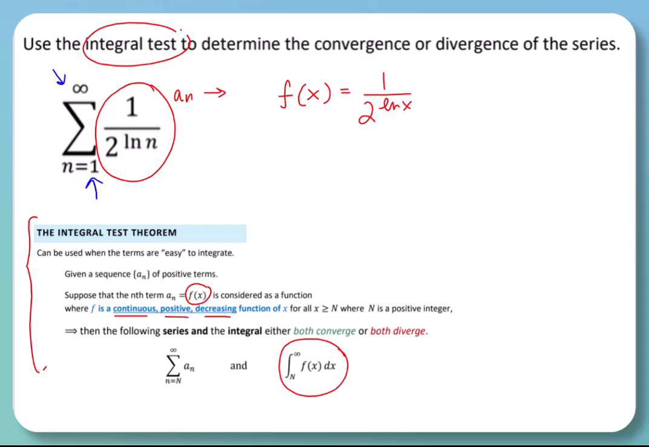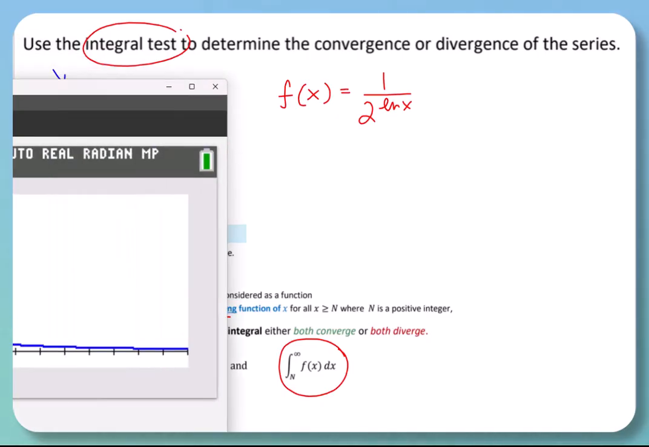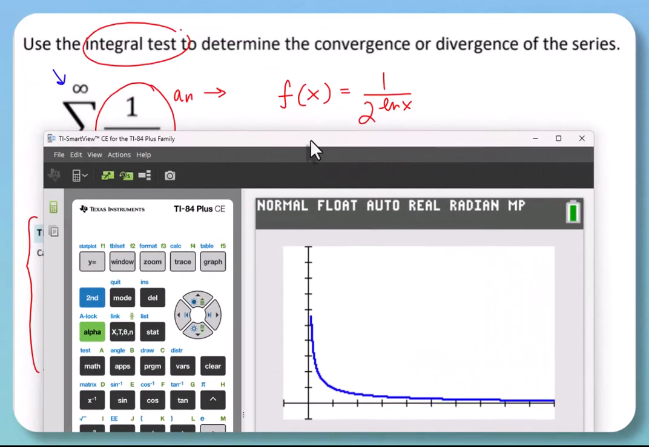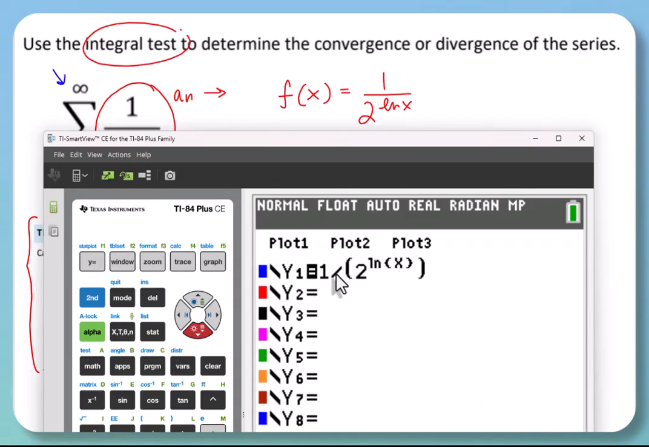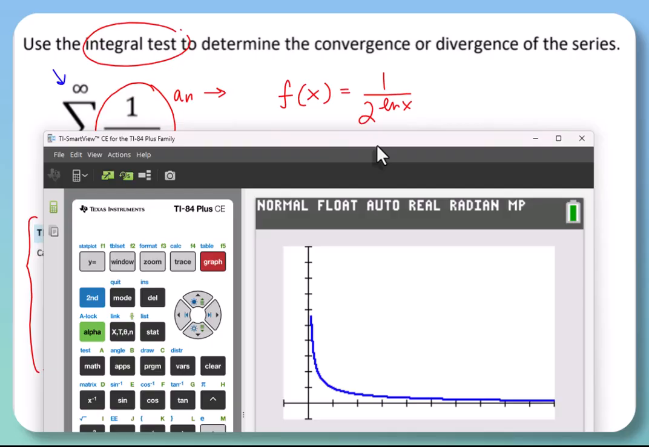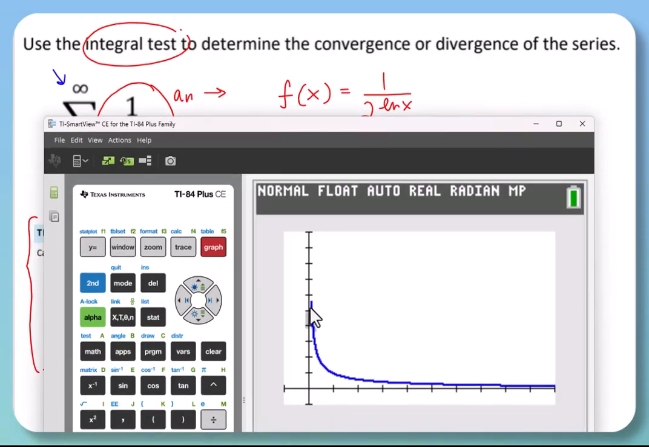Another way that we can think about showing something is positive or continuous in this instance would be to look at the graph, and I'll just slide over here to my graph. So I've plugged in the graph of 1 divided by the quantity 2 to the natural log of x power, and I already changed my window a little bit. But what you can see looking at this, and this graph actually continues up forever, it has a vertical asymptote here at x equals 0. It is continuous, there are no breaks, it is positive, and you can see that it is decreasing.